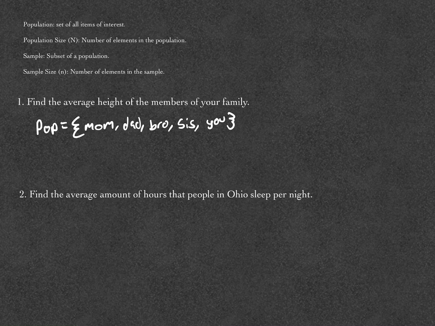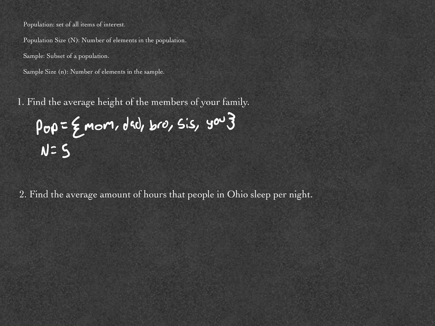The number of elements in the population is called the population size and is denoted by a capital N. In this case, we can easily count and see that it is 5. So we write N equals 5. Let's look at a bigger example.